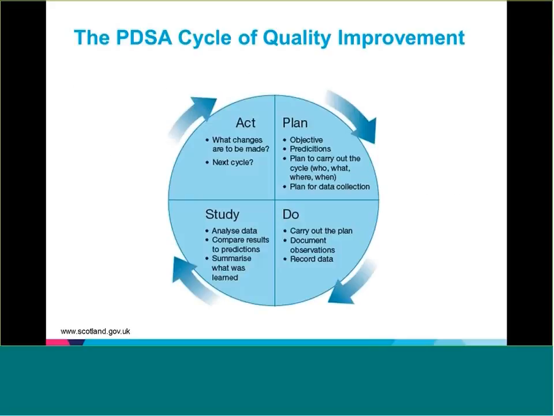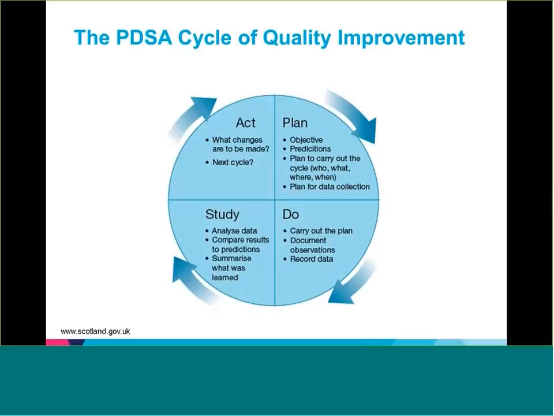And oftentimes we go about these what are called PDSA cycles of quality improvement, and the P stands for plan. And that's when you go about and figure out what your objectives are, what you expect or how you can predict what's going to happen, and then you plan to carry out a cycle either in a small pilot or in a larger test environment and collect data to see how you're doing. And then you actually do it. You carry out the plan, you document your observations, you record the data that are there, and then you can go ahead and study and figure out, well, what could we do?